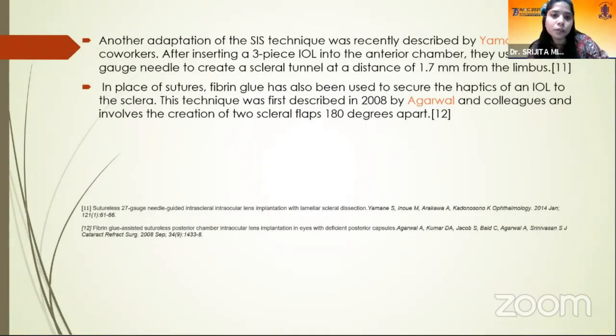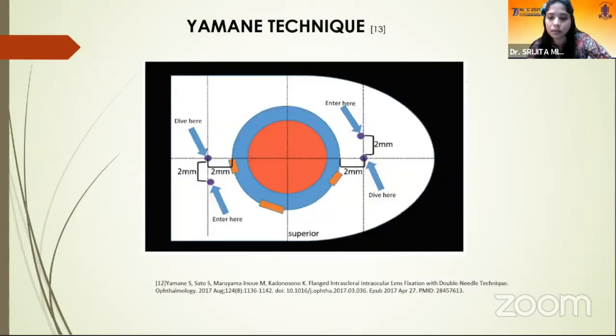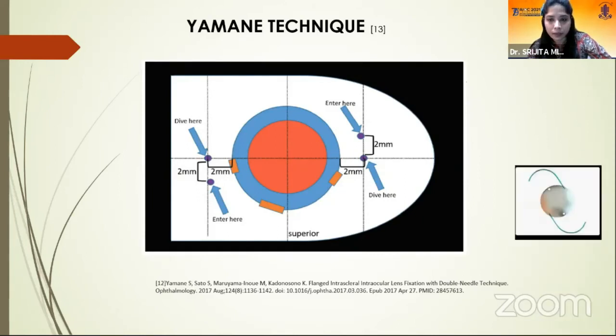Another adaptation of the sutureless intrascleral technique was recently described by Yamane and co-workers, where they inserted a 3-piece IOL into the anterior chamber. They used a 27 gauge needle to create a scleral tunnel at a distance of 1.7 mm from the limbus. In place of sutures, fibrin glue was used to secure the haptics by Agarwal et al. in 2008. This is the commonly trending Yamane technique. I have a small video showing Yamane technique, where we have used a 3-piece IOL.